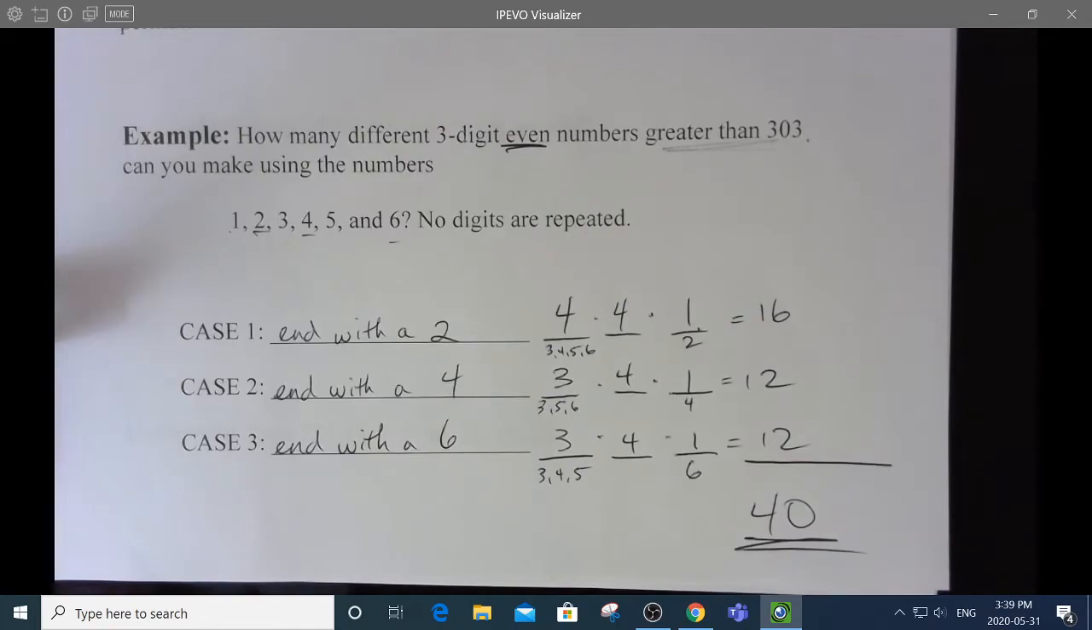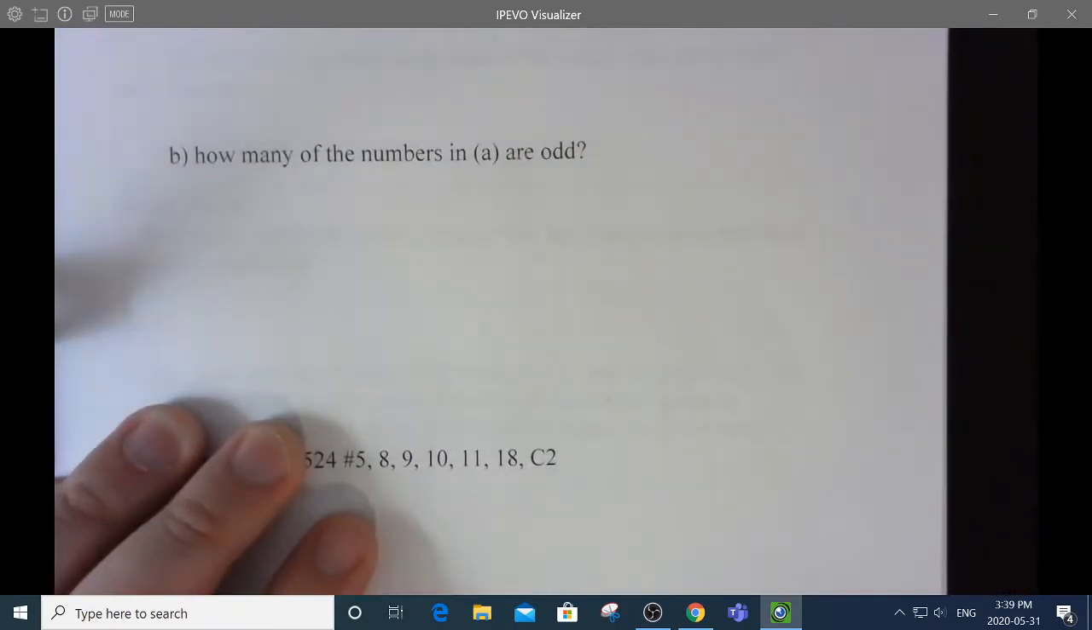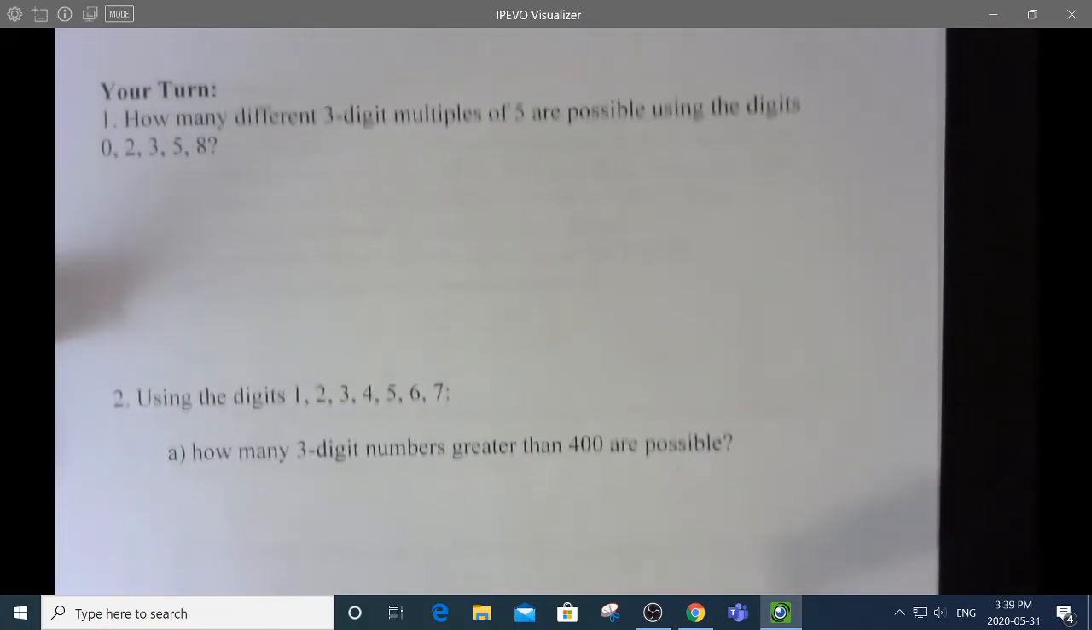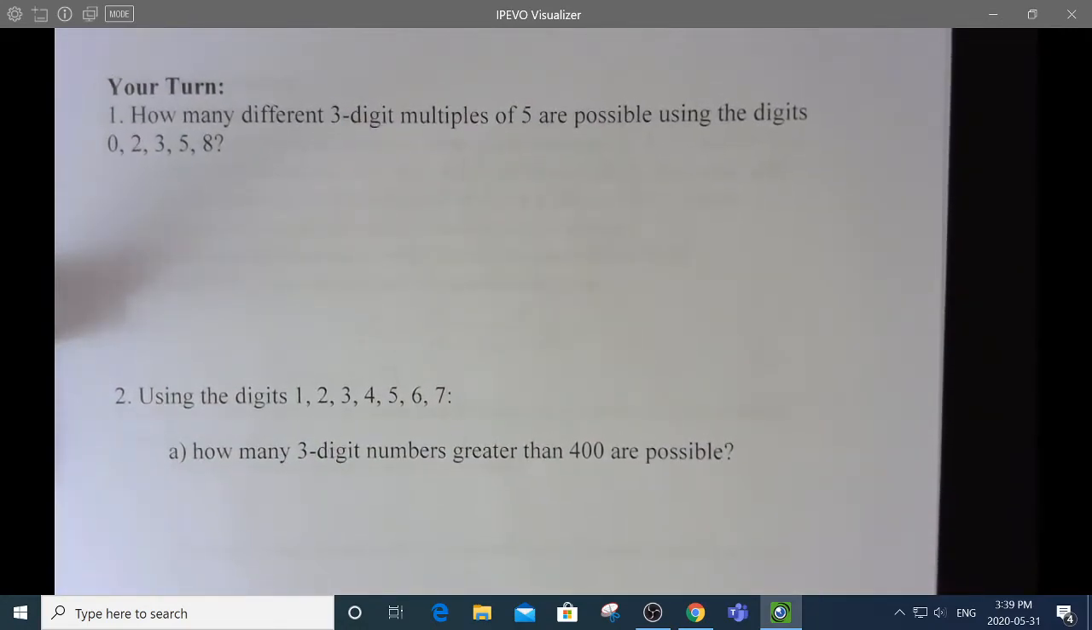How'd that go? All right, let's do more examples like this. And again, feel free to pause the video and try it yourself before I run through it and see how it goes. Okay, how many different 3-digit multiples of 5 are possible using the digits 0, 2, 3, 5, and 8? And again, we'll assume no repetition.